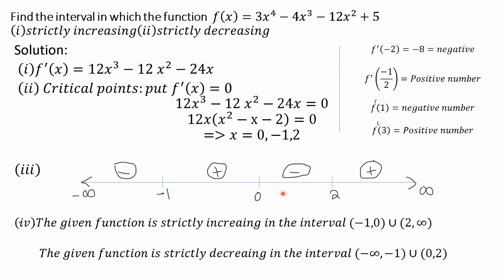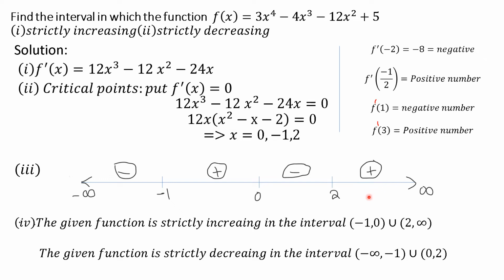Next, in the interval 0 to 2, the sign of the function is a negative number. Therefore, in this interval, the function is strictly decreasing. Finally, in the interval 2 to infinity, the sign of the function is a positive number. So the nature in this interval is strictly increasing. In this interval, the function is strictly increasing.